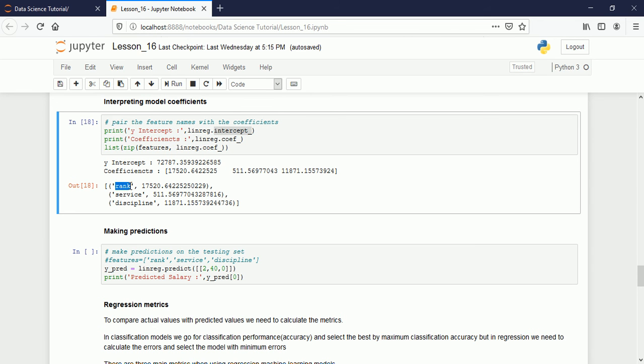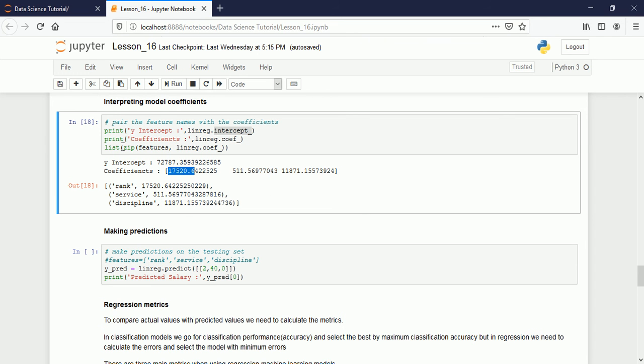The coefficient for rank is this much, the coefficient for service is this much, and the coefficient for discipline is this much. So if you are interpreting, if the rank is 1, then by default this is the value. If the service is 1, this is the value. If discipline is 1, this is the value. Otherwise, if it is 2, that 2 should be multiplied with this value. If the service is 3, that 3 should be multiplied by that. If it is 1, it will be considered as that value only. So these are the coefficients.